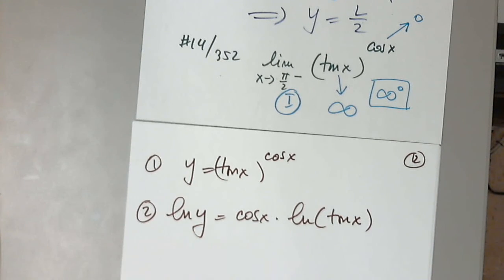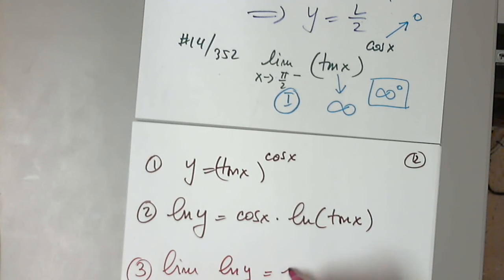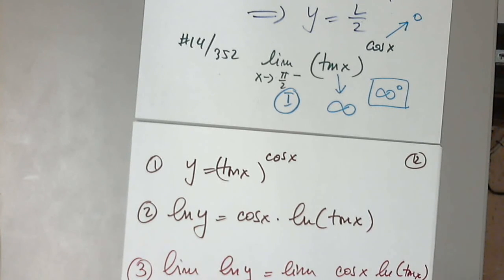1/13. We have to apply the limit. Yeah, we're not differentiating. So we're applying the limit to both sides. Limit as x approaches pi over 2 from the left of natural log y equals limit as x approaches pi over 2 from the left of cosine x natural log of tangent x.